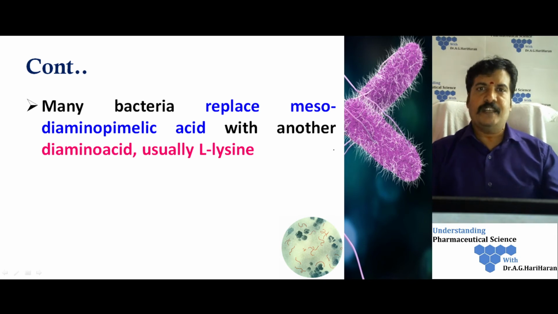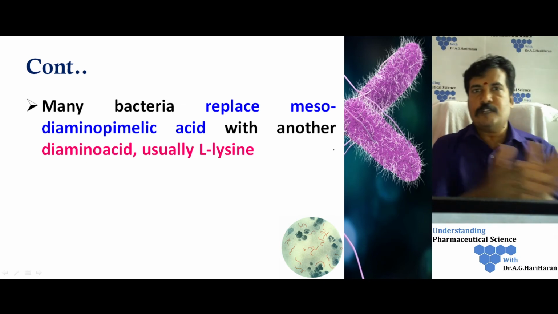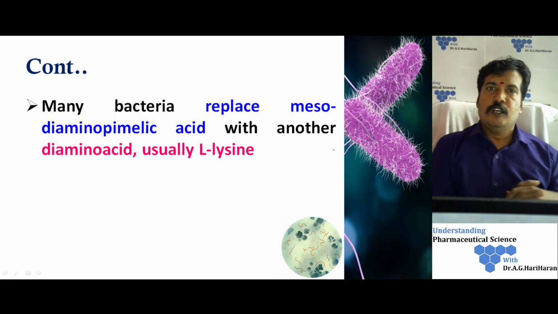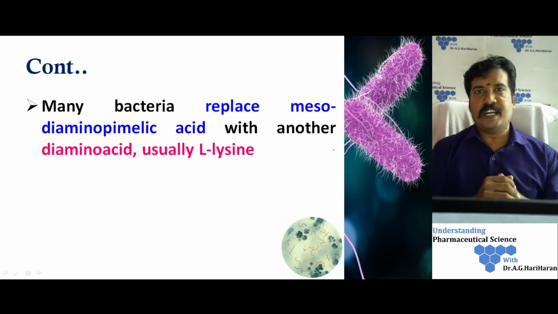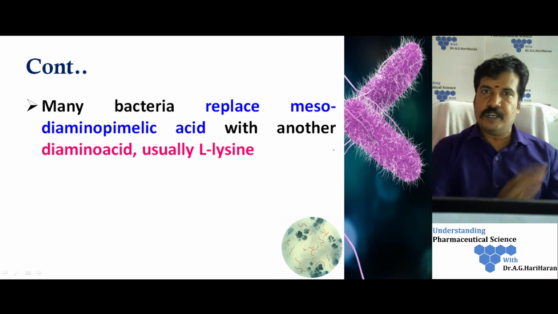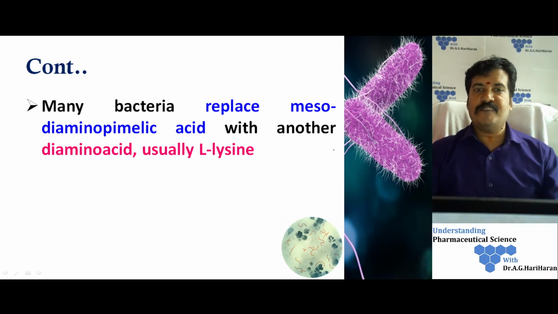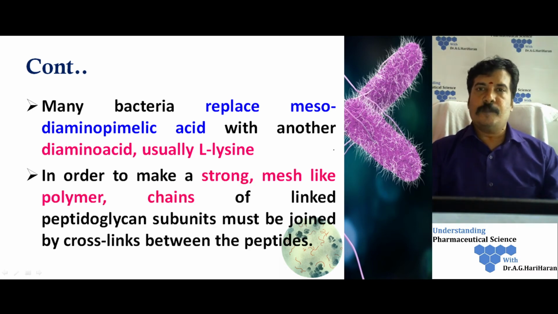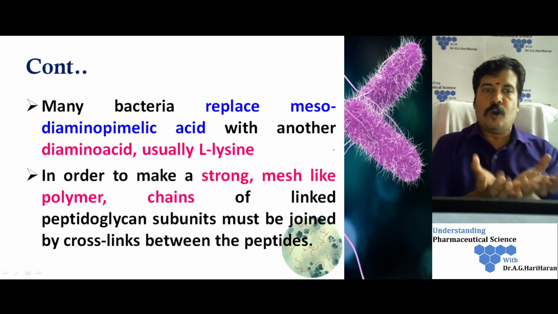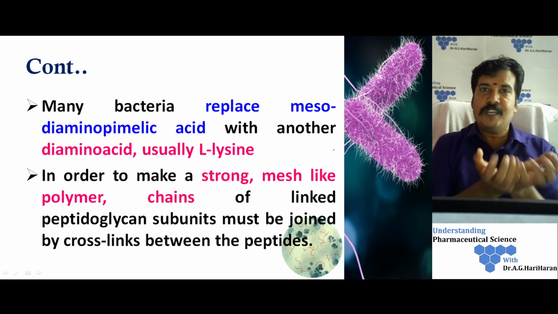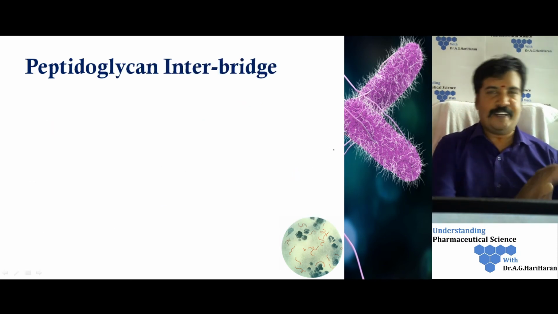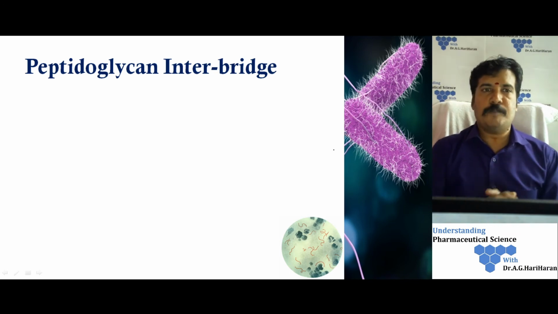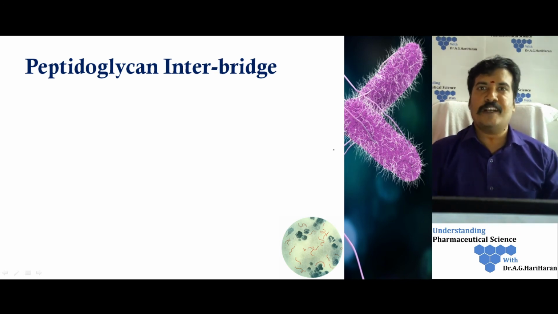So the presence of meso-diaminopimelic acid differs between gram-positive and gram-negative bacteria. Generally, meso-diaminopimelic acid is present in gram-negative bacteria. This has been replaced in gram-positive bacteria with L-lysine. The presence of this L-lysine produces a strong mesh-like polymer by forming interbridges. Most gram-positive bacteria have a peptidoglycan interbridge.